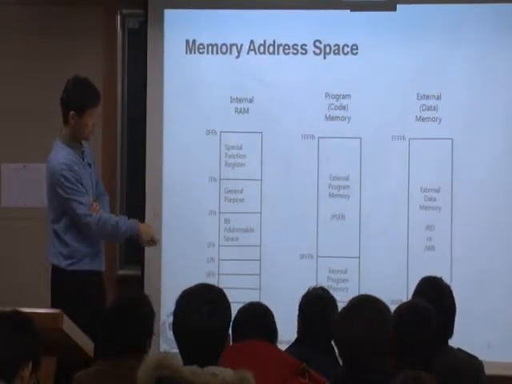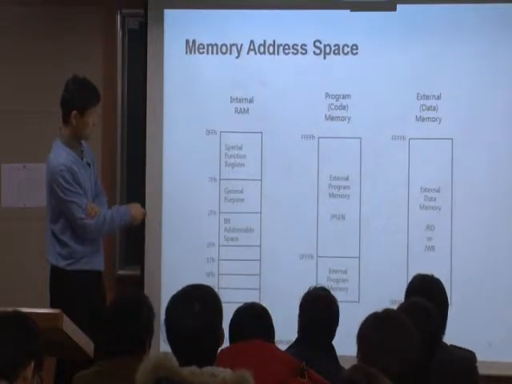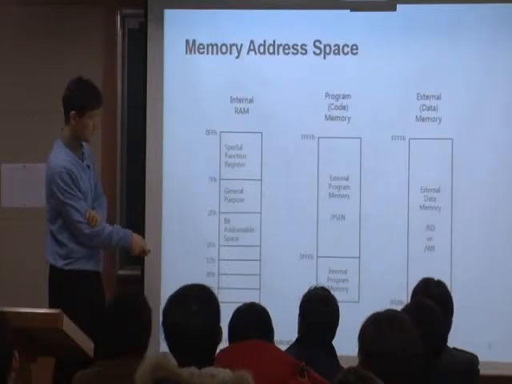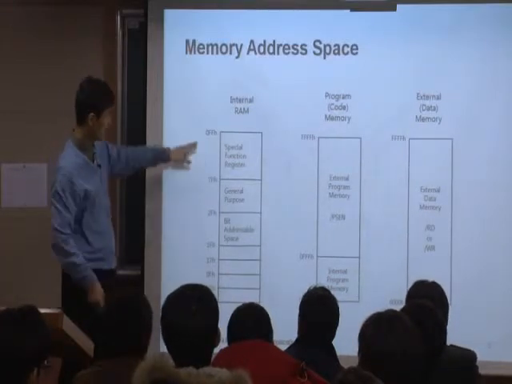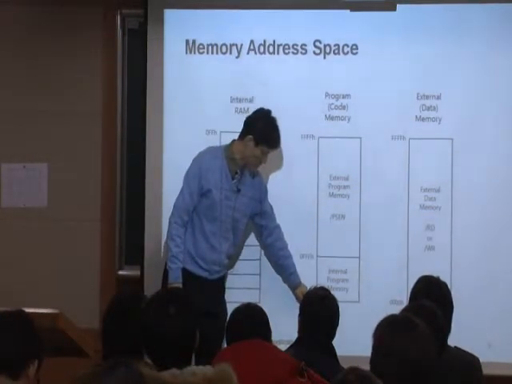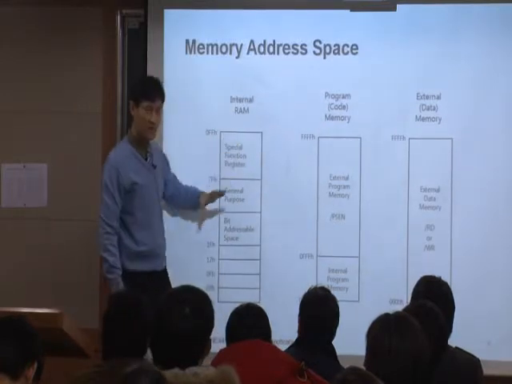This program code memory, inside this program code memory, this internal RAM from 00 to FF goes here. Because we have 00 to FF, right? It goes here, 00 to FF. Okay? So this one is like this, right?